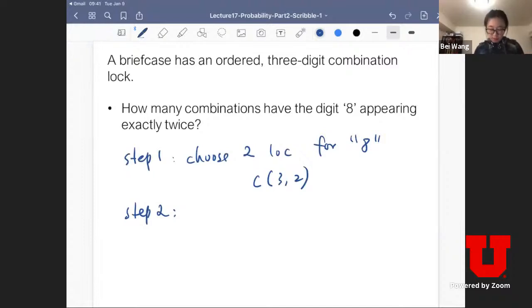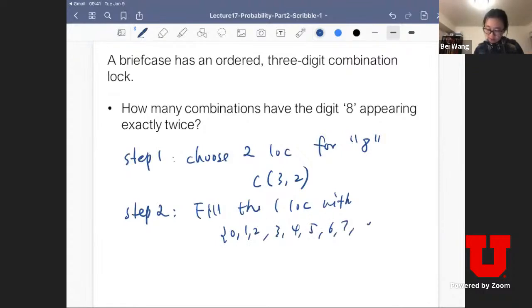Now the second step is to fill the 1 location left with 0, 1, 2, 3, 4, 5, 6, 7, or 9. So how many choices do I have? I have a total of 9 choices. So combined, in the first step I choose 2 locations to put 8 in, and in the second step I choose from the remaining 9 numbers. That's the total number.